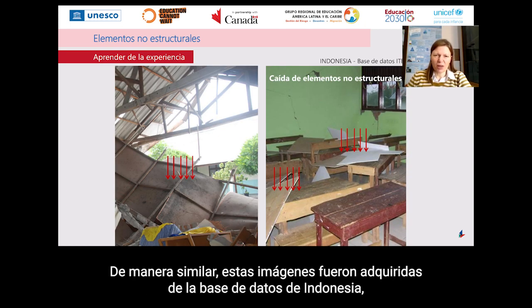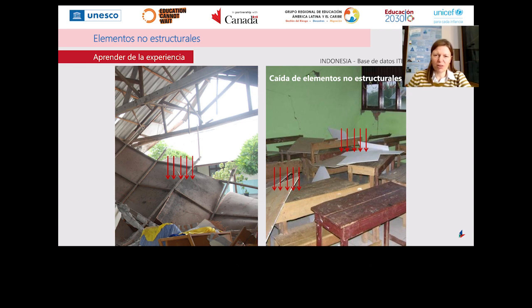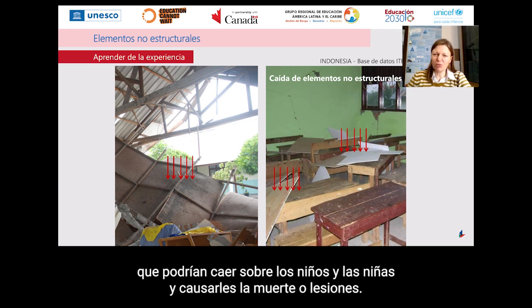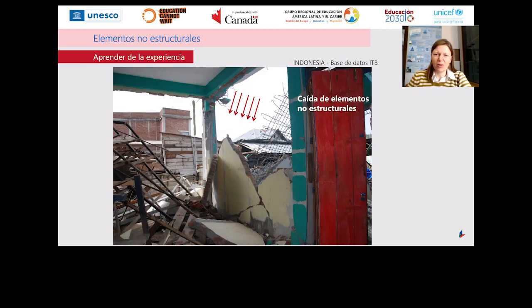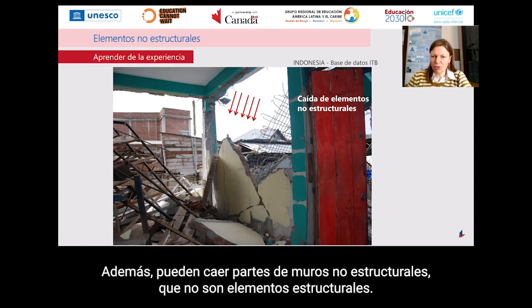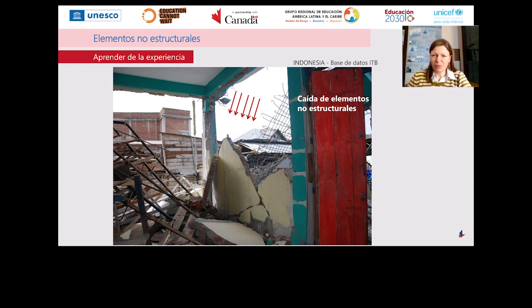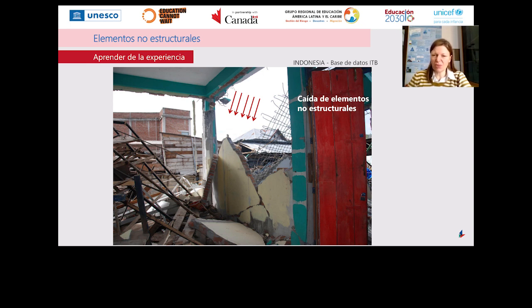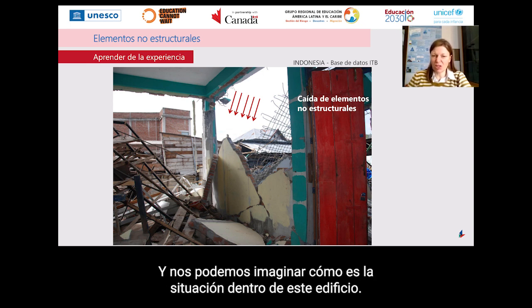Similarly, these pictures are acquired from the Indonesia database. These are of schools, and you can see the non-structural elements could fall on children and cause death or injuries. Also, portions of non-structural walls can fall. Here you can see that the structure didn't collapse, but the non-load-bearing walls completely collapsed, and you can just imagine how the situation is inside this building.